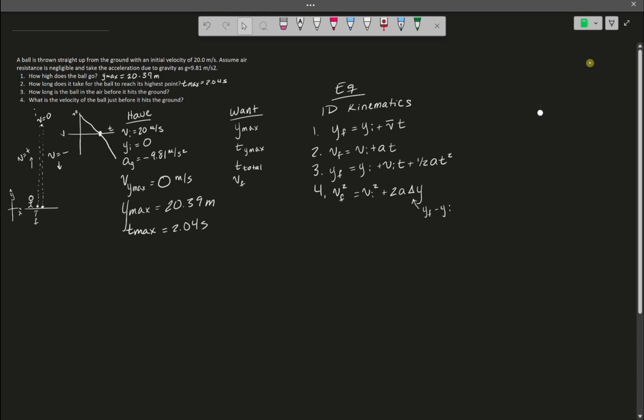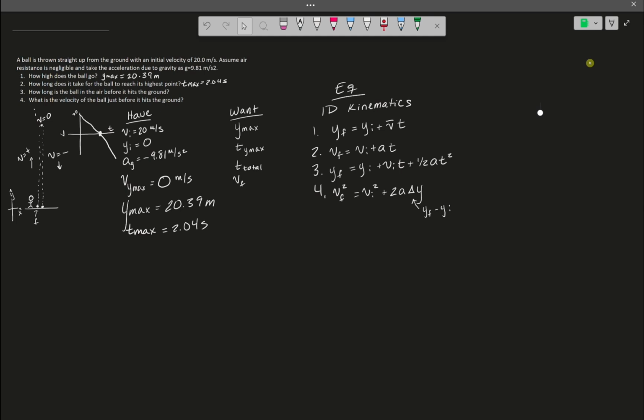Alright, so the next thing it asks us to do is to figure out how long the ball is in the air before it hits the ground. So it's wanting us to find the total time that the ball is in the air. So one thing that we can do now is, instead of considering the first half of the motion, we can consider the second half of the motion.